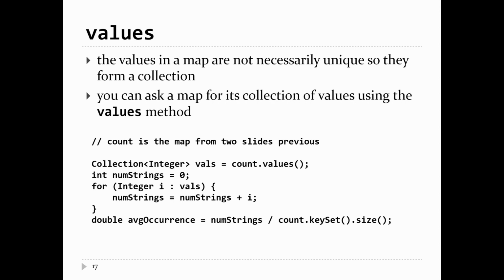But you can write a for each loop over it. So I can write a for each loop over that collection of values, and now I can count the total number of words that are in the list. So the number of strings is just the sum of all the values. And now I can compute, for example, the average occurrence of each word.